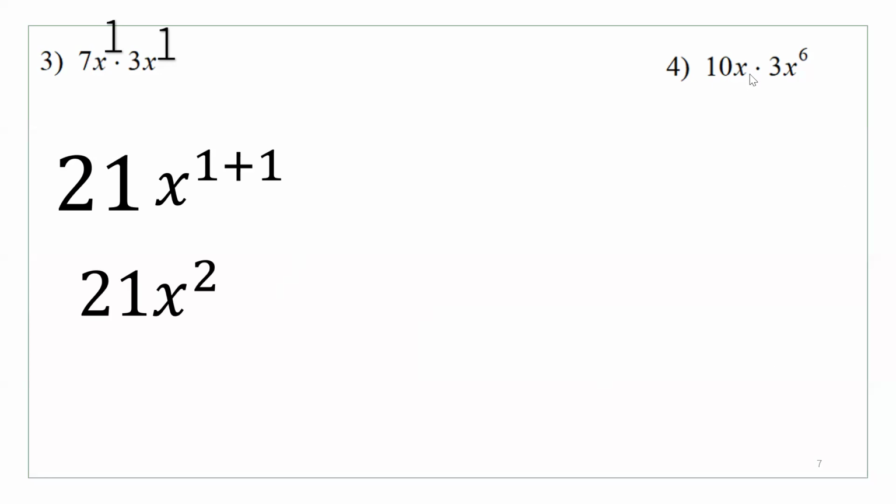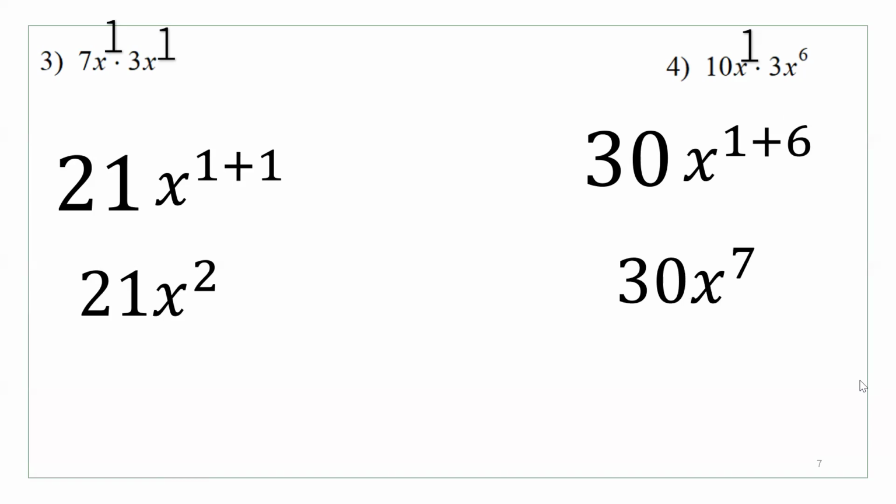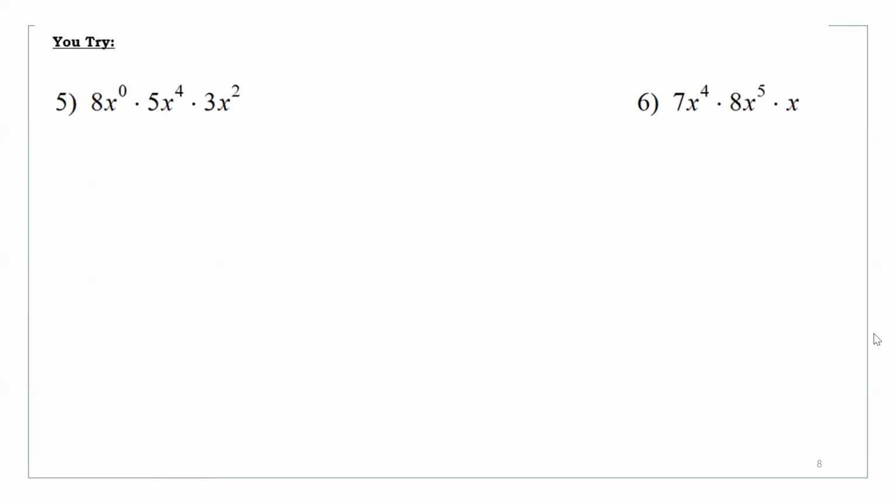Again, before I even start, I look through my example to see if any of the variables need an exponent. So that one does need a 1. 10 times 3 is 30. x to the first times x to the sixth would be 1 plus 6. So the final answer on that is 30x to the seventh. Okay, go ahead and pause the video and try these two examples.